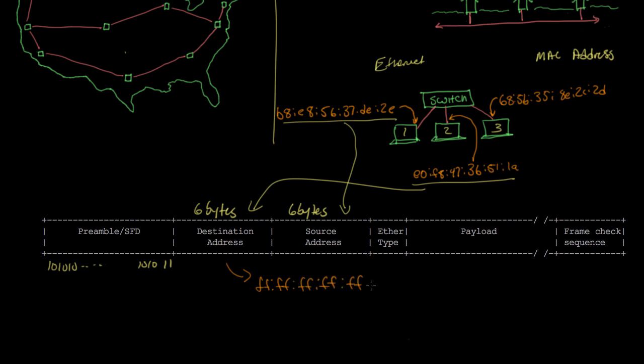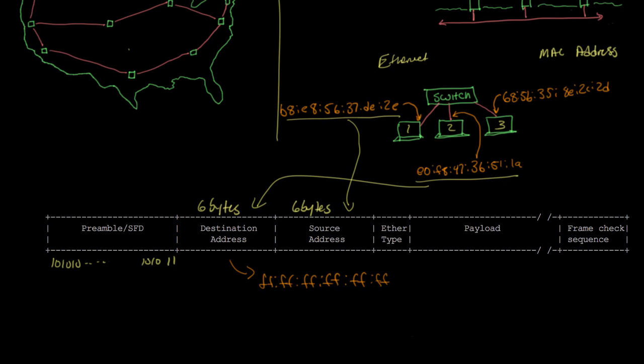So setting the destination address to this means that every computer connected to the Ethernet switch should receive that frame and process it. The next field in the Ethernet frame is the EtherType, and this is a 2-byte field that basically just tells us what format the payload is in.